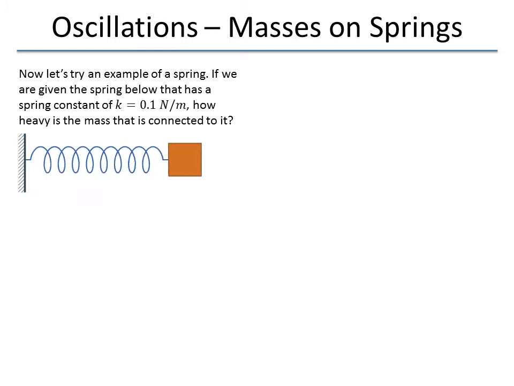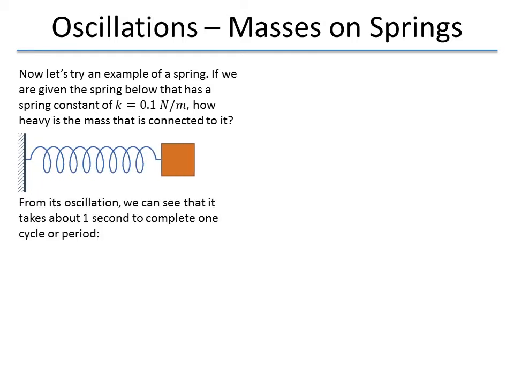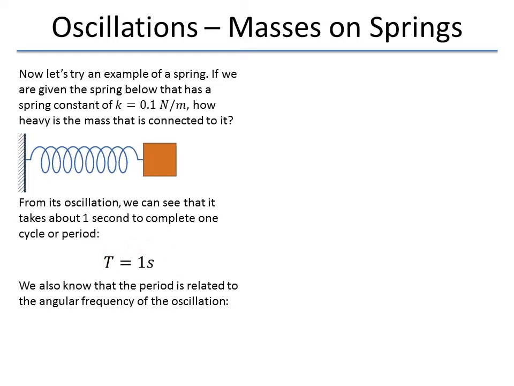So first thing we need to do is figure out what is its period of oscillation. Well, the period of oscillation for this thing is about 1 second, and you can time it if you want, but let's just say 1 second for sake of this example. So 1 second period takes 1 second to complete a full cycle or a period. So we say T is equal to 1 second.